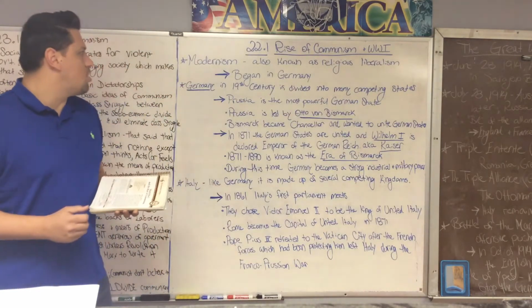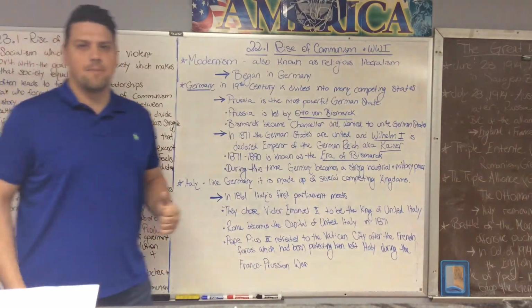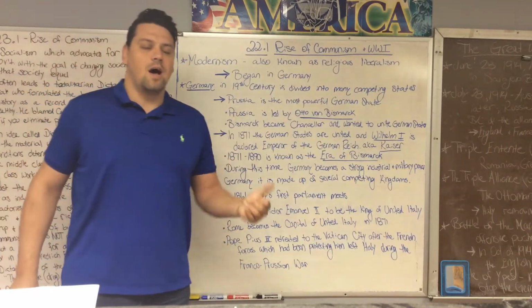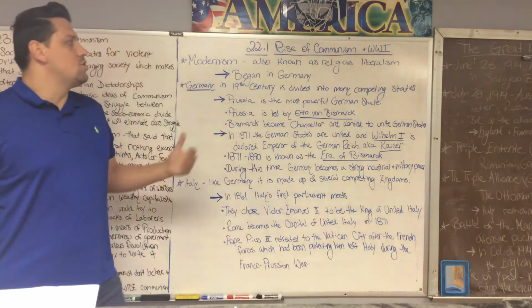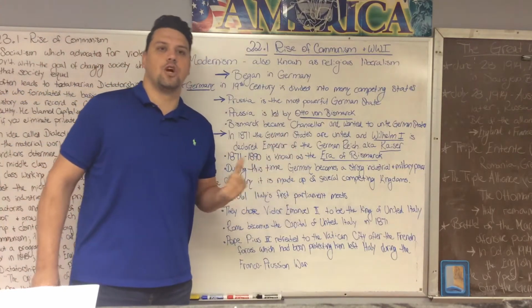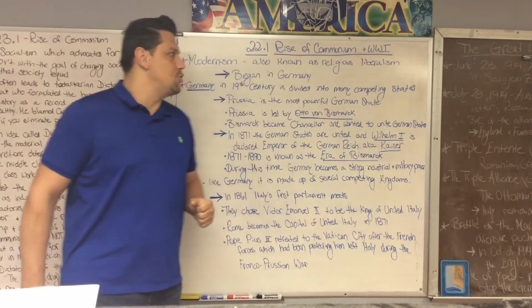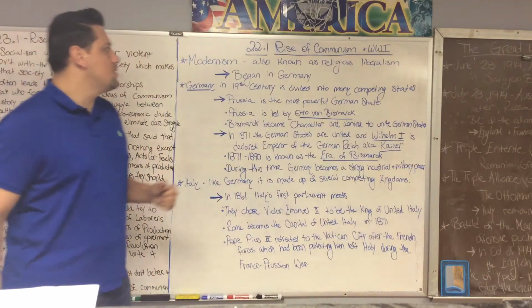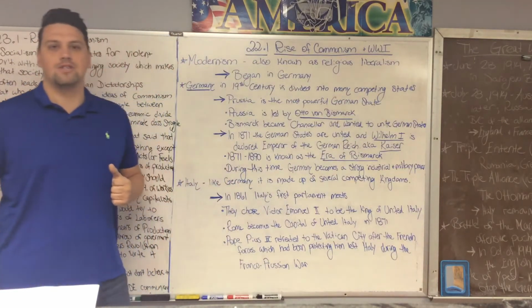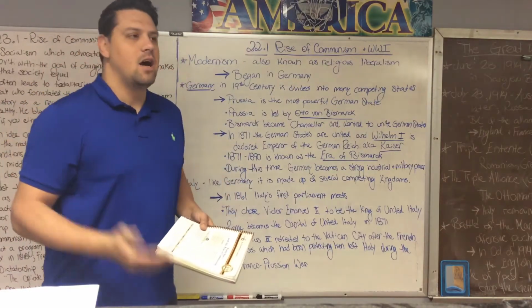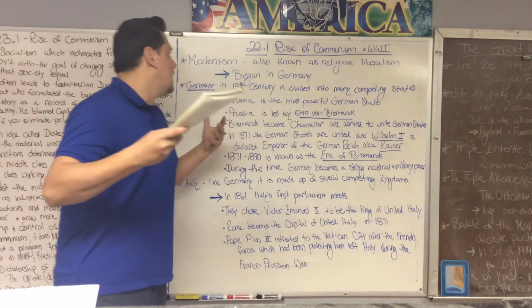The section starts talking about what is modernism. Modernism has to do with socialism, communism, and what we call religious liberalism, which begins in Germany right around the mid-1800s to late 19th century. Modernism is also known as religious liberalism. Like I just said, it is the belief that there is no God and that man is the height of all thought and ability.